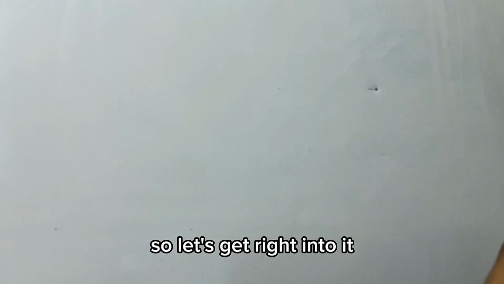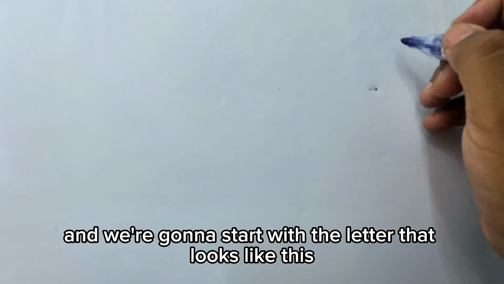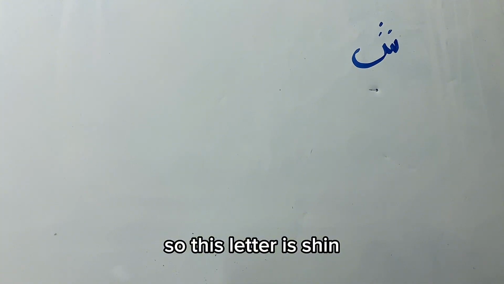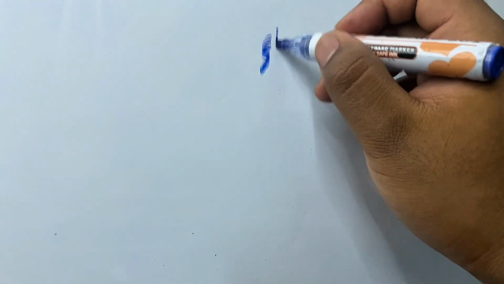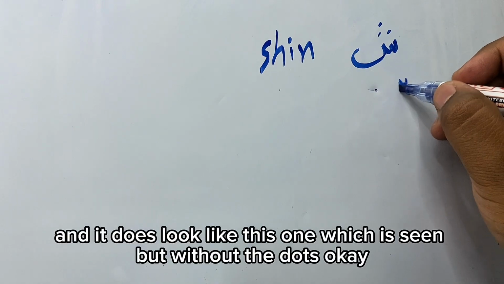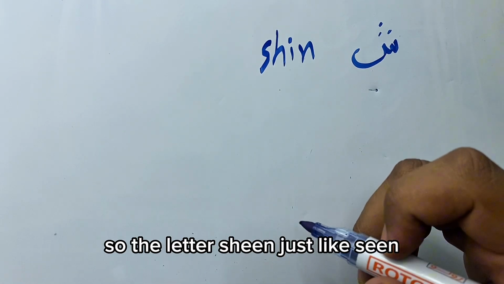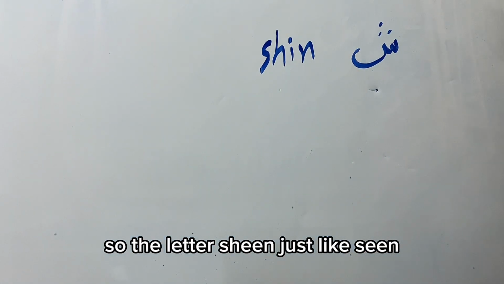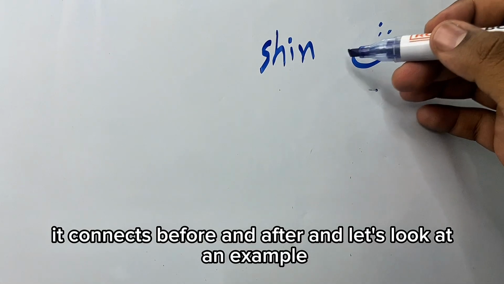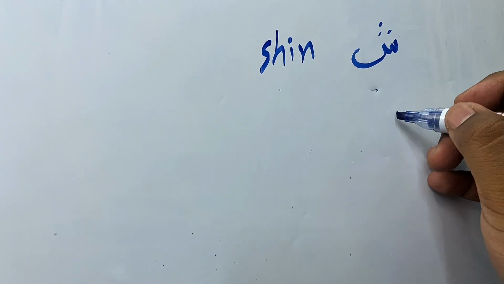Hello everyone, and welcome to the third and last video where we break down the Arabic alphabet and how to write them and how to pronounce them. So let's get right into it, and we're gonna start with the letter that looks like this. Does it look familiar? So this letter is Shīn, and it does look like this one, which is Seen, but without the dots. Okay, so the letter Shīn, just like Seen, it connects before and after, and let's look at an example.